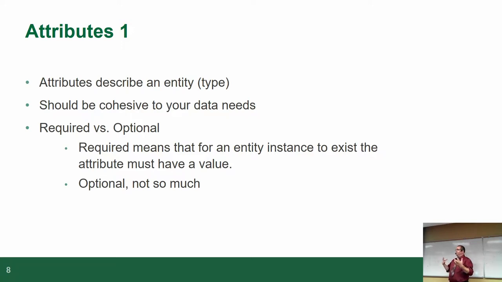The next thing we have to think about after we've got things fairly cohesive is whether things are required or optional. Required means that for an entity instance to exist, the attribute must have a value. For example, we cannot put you into the system without a name as a student. Right? Unknown student number 4? Now we can't do that. Anonymous student number 4, I should say.